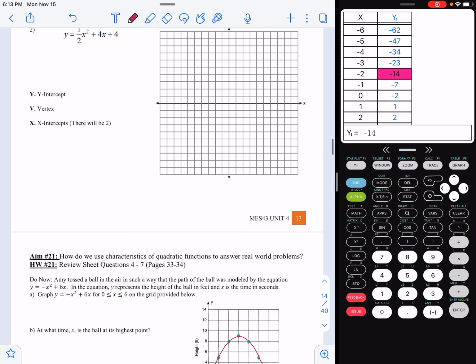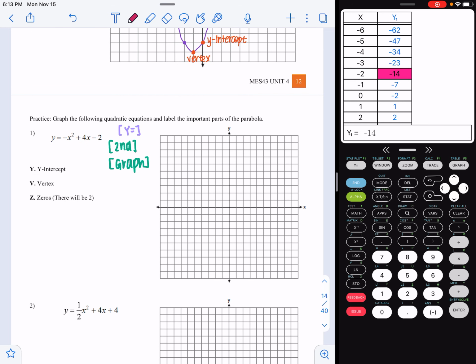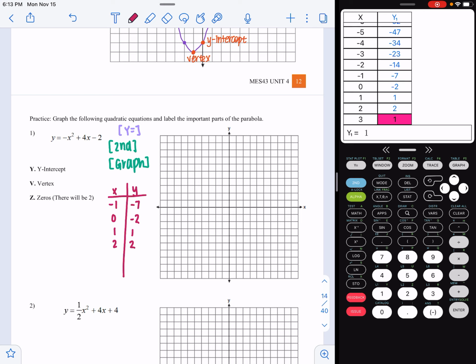So notice that you cannot plot negative 14, right? Because our graph only goes up to positive and negative 10. So we're not going to write that down. Negative 1, negative 7, I can definitely plot that. 0, negative 2, that's another one. 1, 1. 2, 2. 3, 1. 4, negative 2. And 5, negative 7. And you'll notice that if I go to our next point, I get 6, negative 14. Again, doesn't fit on our graph.